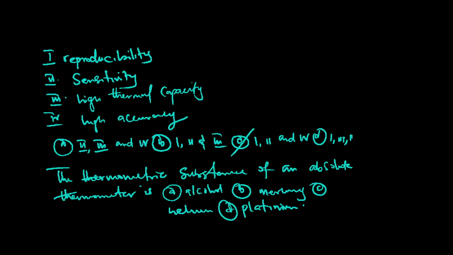Because it is the constant volume gas thermometer, and the thermometric substance there is gas that can either be air, nitrogen, hydrogen, or helium, but helium is widely used. If you look at alcohol and mercury, they belong to the same thing. For you to see alcohol and mercury, you know that none of this can be the answer, because they are both thermometric substances for what? Liquid in glass thermometer. So if you want to make a guess, your guess should be between helium and platinum.